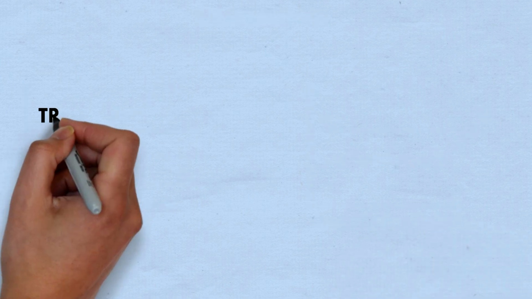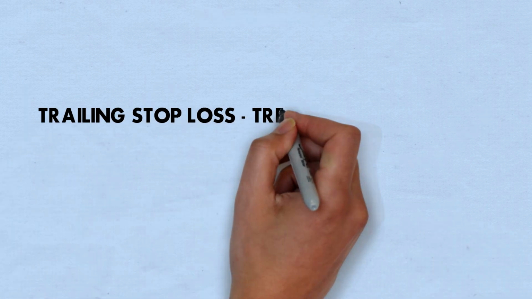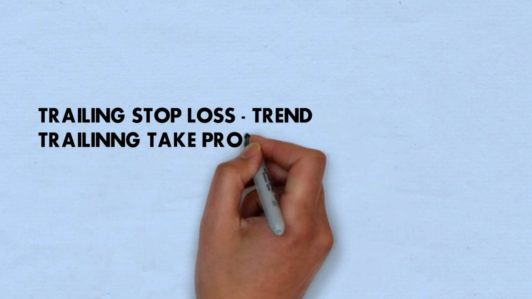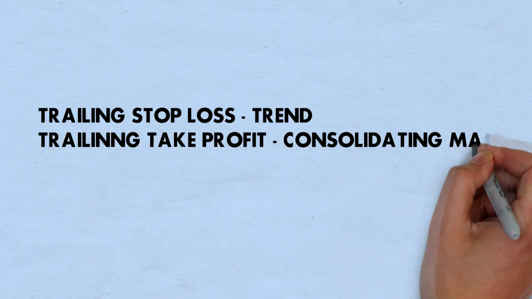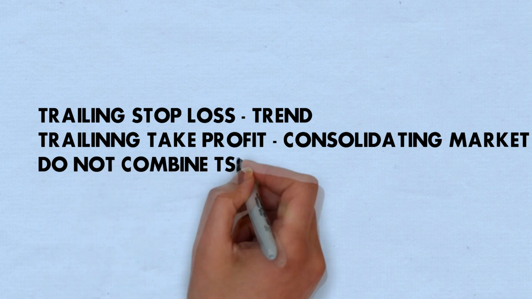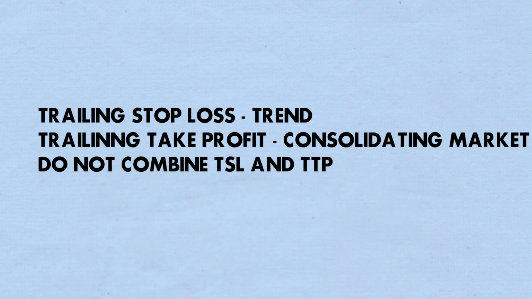Let's summarize. First, trailing stop loss should be used when we observe a well-defined trend in the asset price. Trailing take profit should be used in a consolidating or indecisive market. We do not recommend combining trailing take profit and trailing stop loss at the same time. Traderbox recommends placing an ordinary stop loss with a trailing take profit and an ordinary take profit with a trailing stop loss.